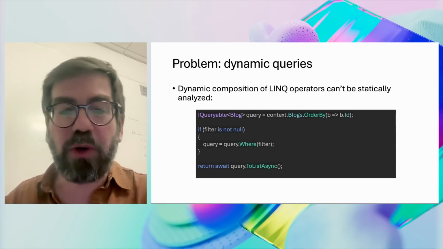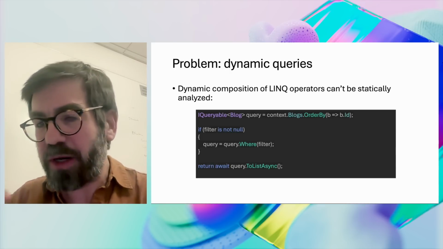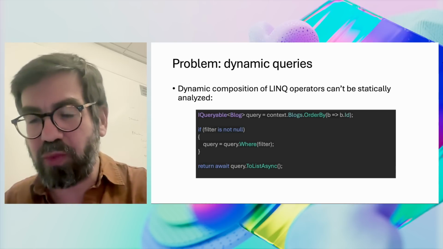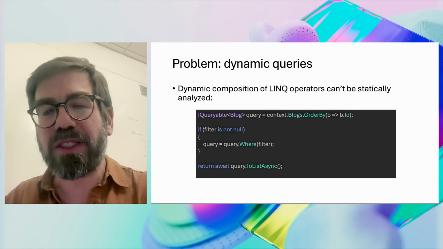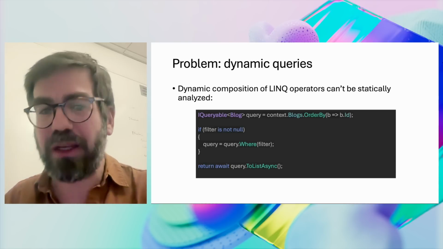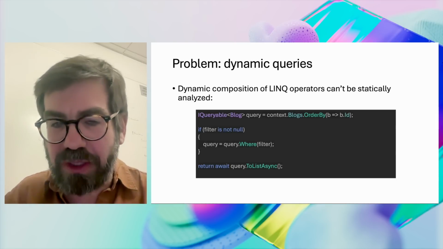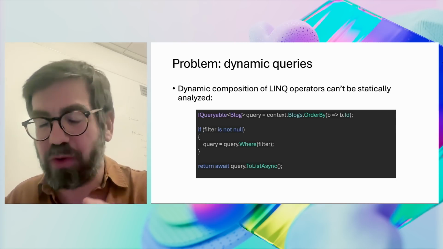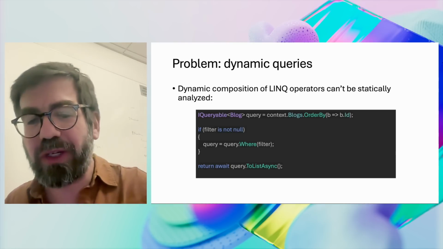LINQ allows you to compose its operators like OrderBy and Where in whichever way you want, which is a pretty cool feature. In this specific code, you can see that we're doing OrderBy, and then based on some filter variable in C#, we're going to either compose the Where or not compose the Where. And finally, we're going to execute the query.